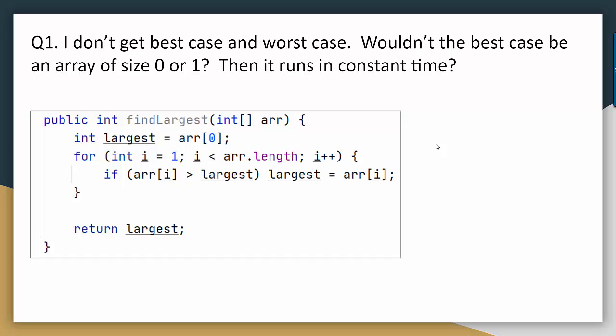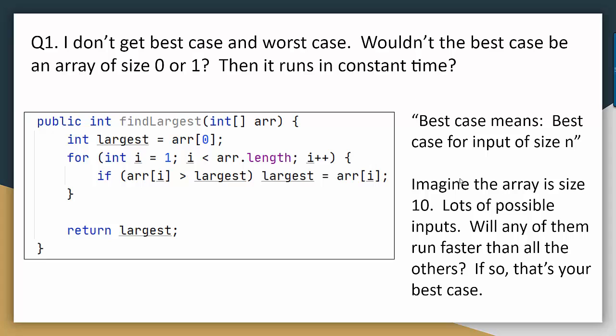This is a misunderstanding. Yes, if you have an array that doesn't have anything in it, the code will run faster. But the idea is the best case means best case for your particular input size n. So if we're imagining an array that's size 10, think of all the possible arrays I could give it that are all length 10. If any of them runs faster than all the others, then that represents a best case.